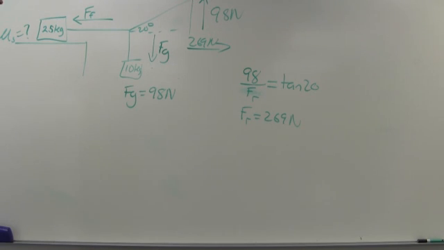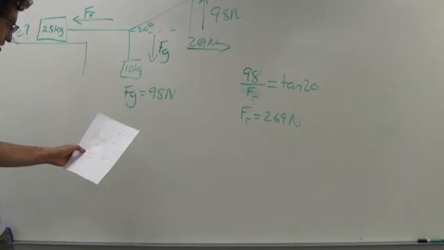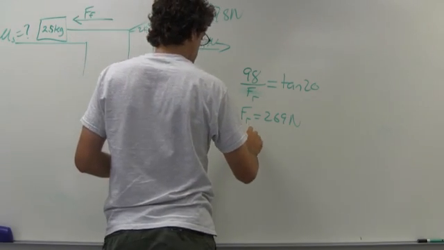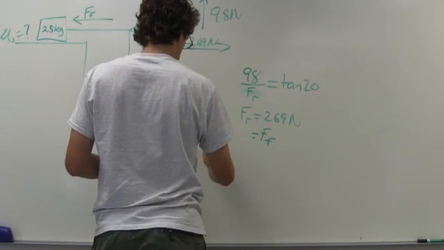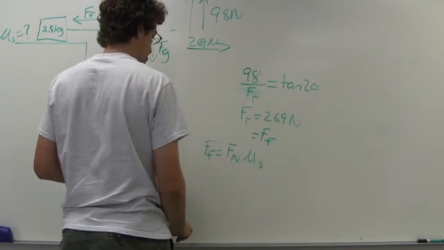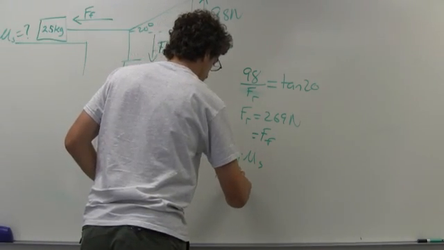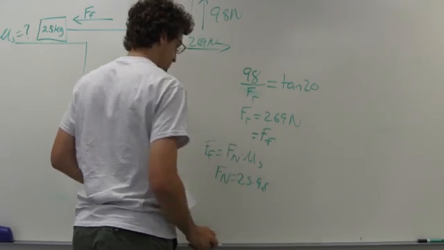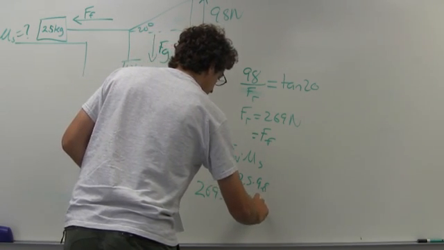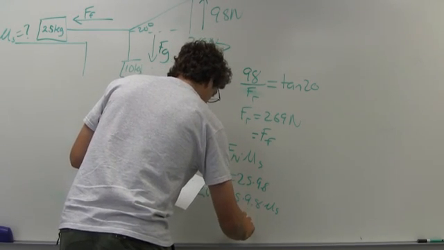Okay? Now, we also know this force of friction to the left has to be equivalent to that, otherwise it's going to start to slide. So we say, okay, 269 equals the force of friction. Force of friction is equal to normal force times coefficient of friction. The normal force for this is going to be 25 times 9.8. So we set it up as 269 equals 25 times 9.8 times µs, and we get the coefficient of friction to be 1.1.